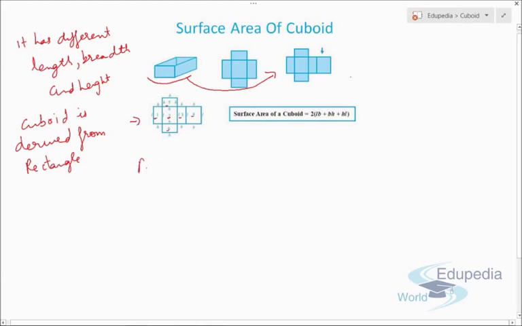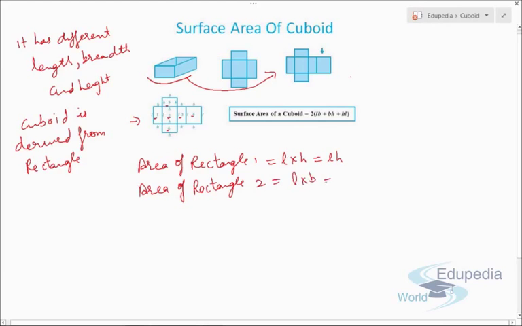So first of all we can write area of rectangle 1 will be equal to length into height, or it can be written as LH, right? Then we can write area of rectangle 2. So let's say we have a 2 over here, so we can write area of rectangle 2 as L into B, so it will be LB, right?